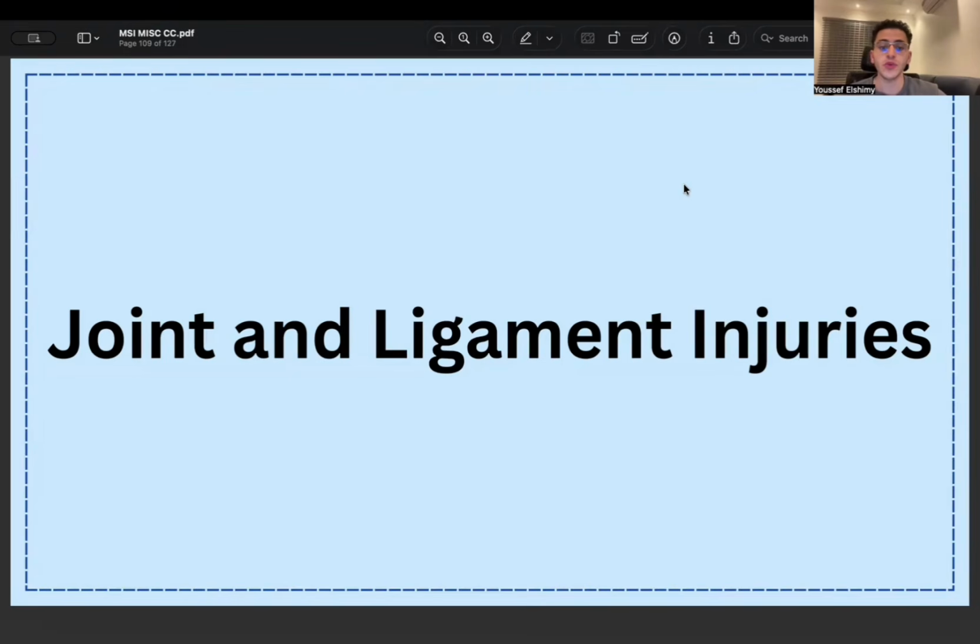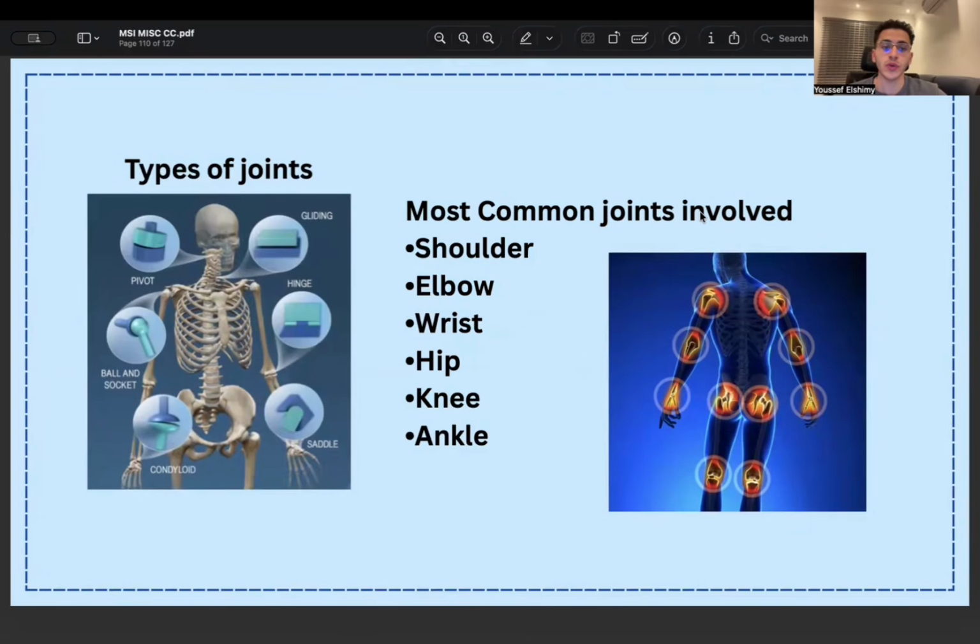All right, moving on to joint and ligament injuries. So we already covered types of joints. We talked about pivot joints, ball and socket, condyloid, saddle, hinge, gliding joints. So we mentioned that ball and socket joints include the shoulder joint as well as the hip joint. We talked about the hinge joint, which includes the elbow and the knee joint. So what are the most common joints involved? We have the shoulder, the elbow, the wrist, the hip, the knee, and the ankle.